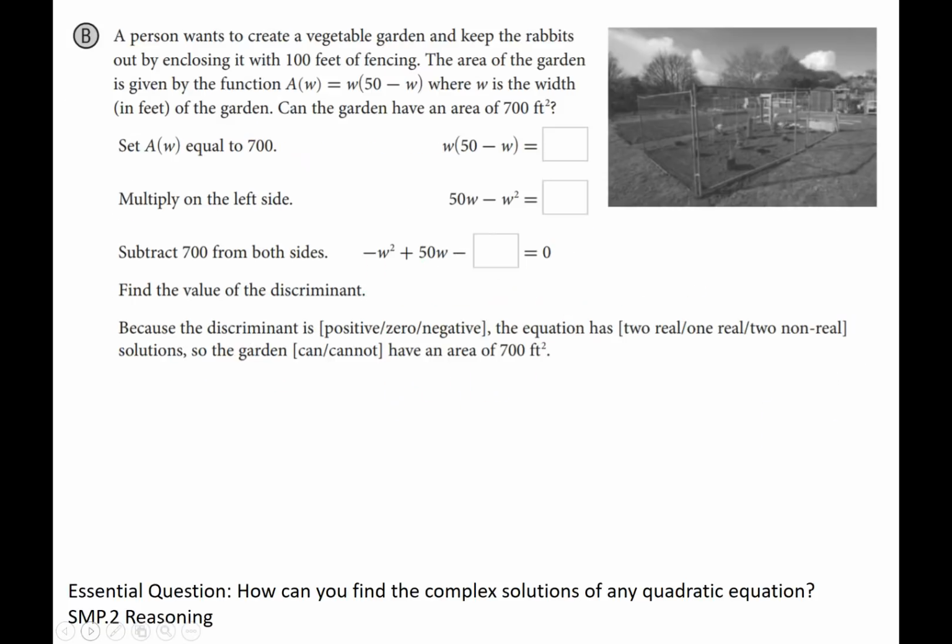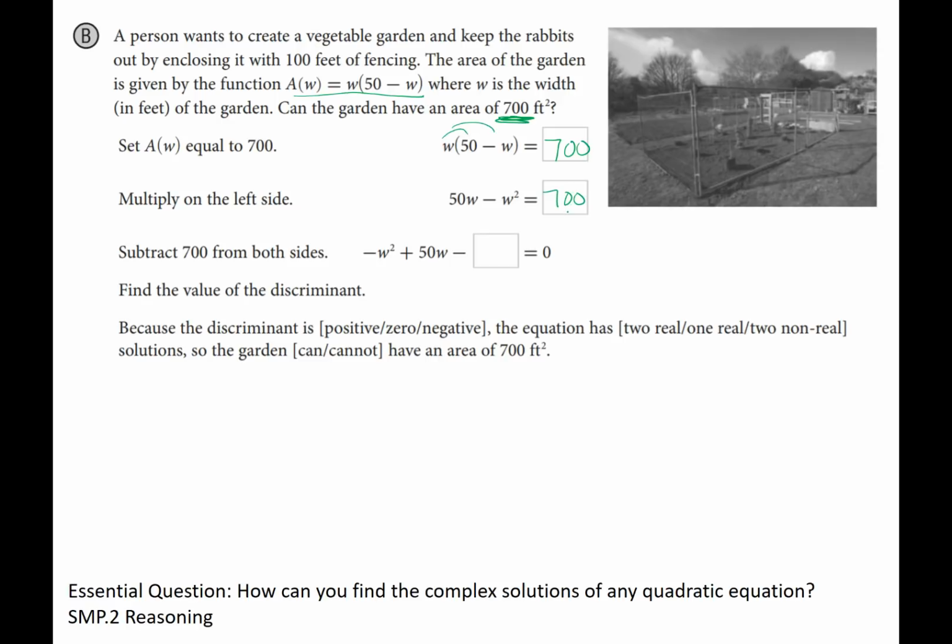All right, so a person wants to create a vegetable garden and keep the rabbits out by enclosing it with 100 feet of fencing. The area of the garden is given by this function, where W is the width in feet of the garden. Can the garden have an area of 700 feet squared? So we basically take our area function, set it equal to 700. They distributed that W through.